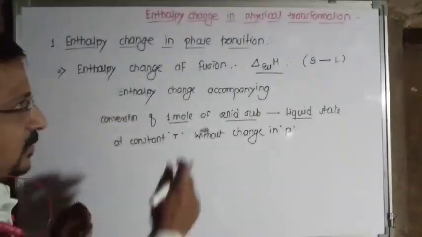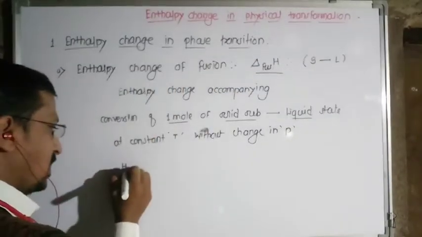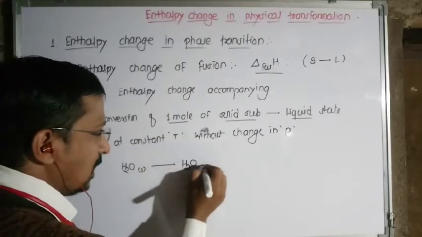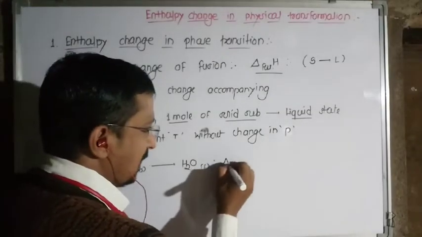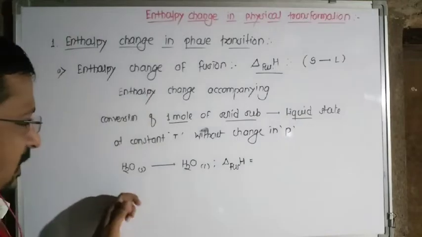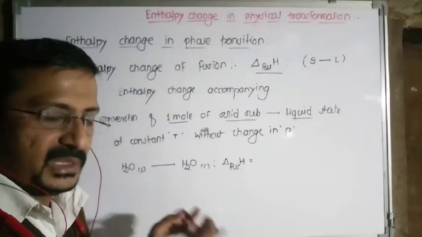Now, in enthalpy of fusion, solid is converted to liquid. So if we take an example, suppose H2O solid is converted into H2O liquid. In this case, the enthalpy change that occurs is the enthalpy of fusion, delta fus H. Just guess the sign of delta H, whether it is positive or negative.